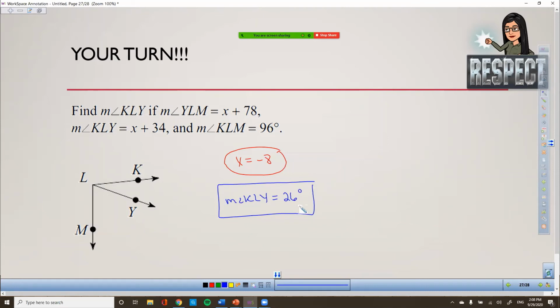If you got that answer, then that means you did everything correctly. If you didn't, then you go back and look at your work to see what you could have done wrong. If you still have any questions, you can come back to the Zoom and you can ask me questions, okay?